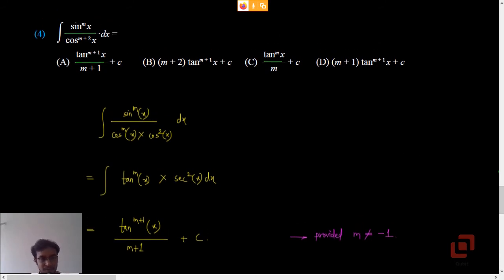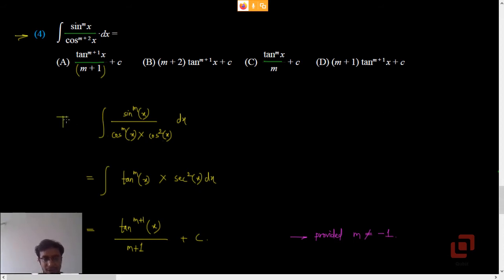This is also a simple example. Question 4. Integral of sin x raised to m upon cos x raised to m plus 2 dx is equal to. Option A, tan x raised to m plus 1 upon m plus 1 plus c. Option B, m plus 2 into tan x raised to m plus 1 plus c. Option C, tan x raised to m upon m plus c. And option D, m plus 1 into tan of x raised to m plus 1 plus c.